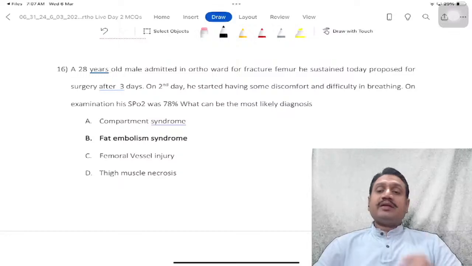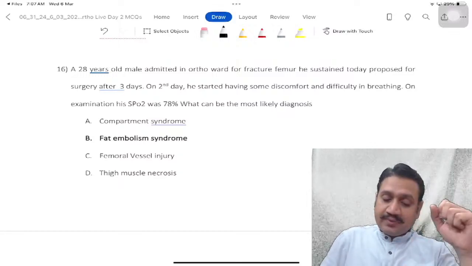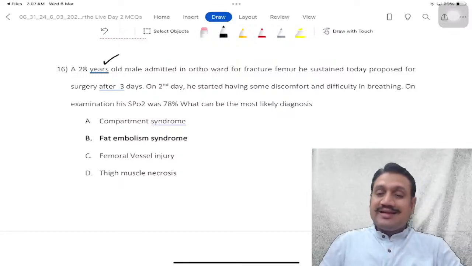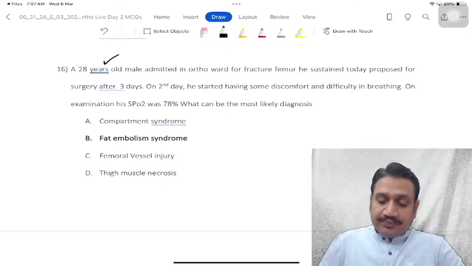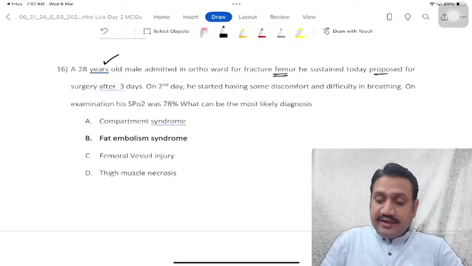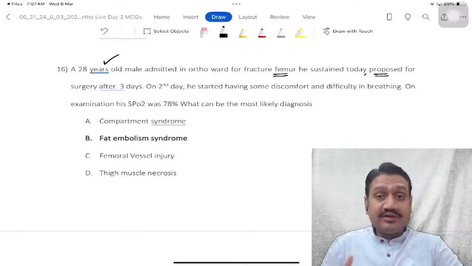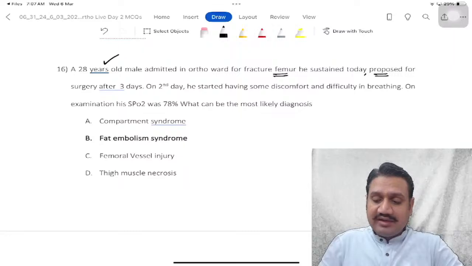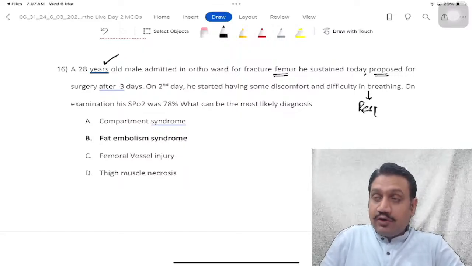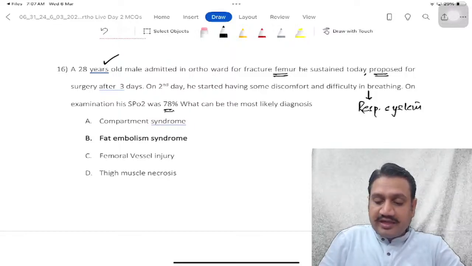Another very important complication, a repeated question of your multiple exams. A 28-year-old male who is admitted in ortho ward for fracture femur, long bone. He sustained it today and is proposed for surgery after the third day. On the second day, he is having discomfort and difficulty in breathing. That means the respiratory system is getting involved, right? On examination, SpO2 is also decreased. That means a decrease in the pressure of oxygen.